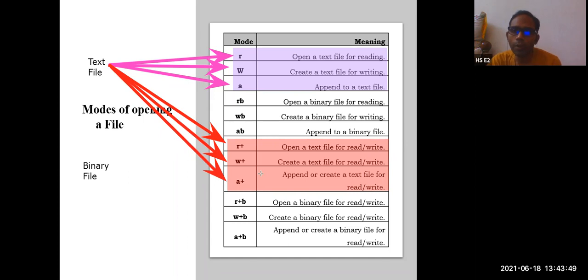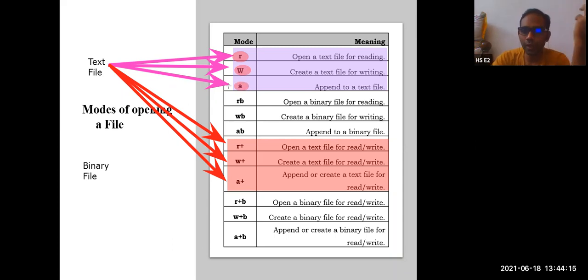Whenever we want to perform a write operation, we are going to use W mode. If we want to open the file to read the data, then we use read mode. We have used W for writing a file. We have used A for appending a file.